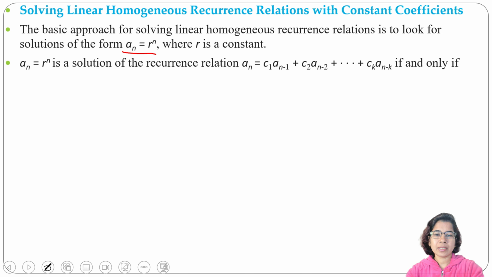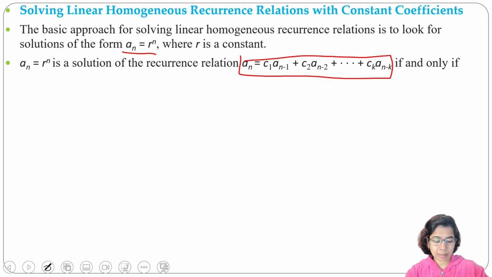We have the recurrence relation a_n equals c1 a_(n-1) plus c2 a_(n-2) plus till ck a_(n-k). This recurrence relation is linear homogeneous with degree k, and a_n equals r^n if and only if r^n equals c1 r^(n-1) plus c2 r^(n-2) plus till ck r^(n-k).